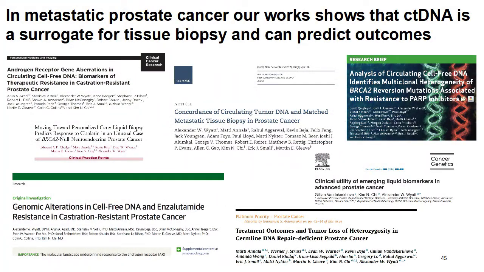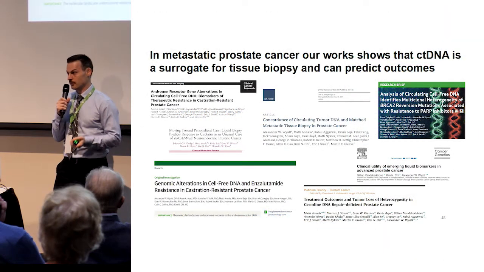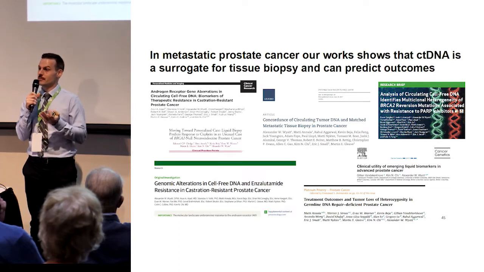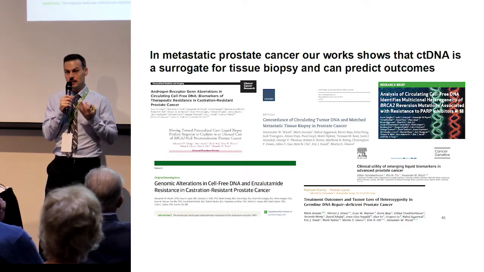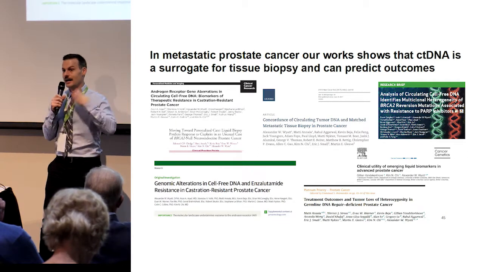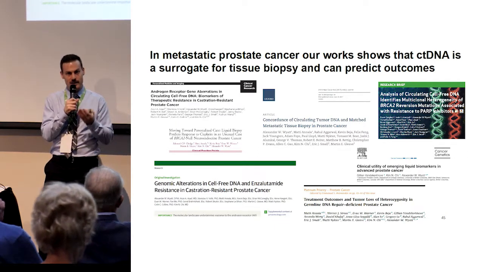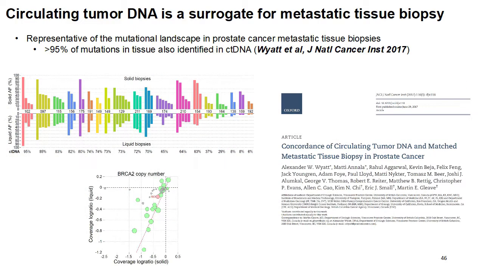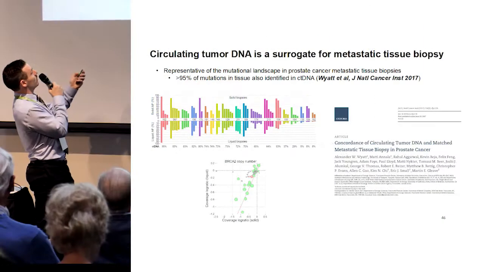In prostate cancer, over the last couple of years, I've been very fortunate to work with some outstanding researchers in Canada and British Columbia and publish a wealth of articles showing that using this approach in metastatic prostate cancer is very representative of using a tissue biopsy and gives us a very good idea of how patients are going to respond to different therapies. And we've been able to show that the information that we get from a blood sample is virtually identical to what we get from a tissue.